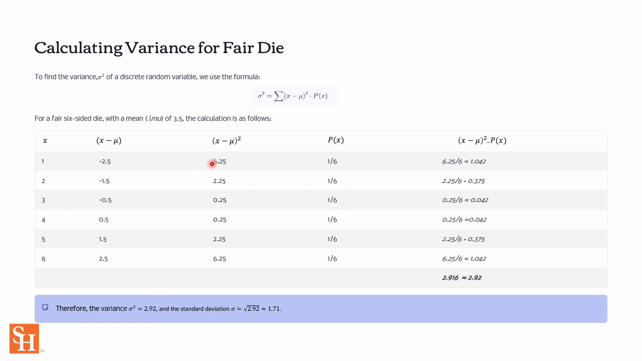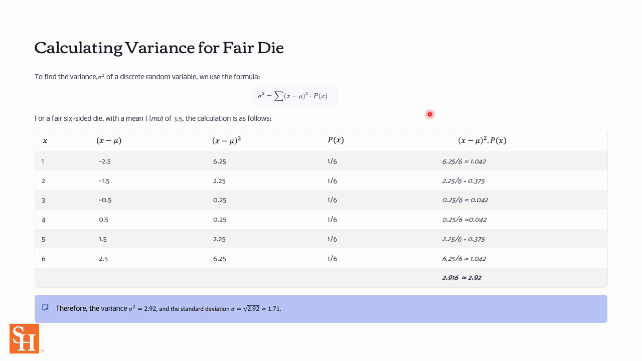Then we have to multiply these numbers with the corresponding probabilities. So that gives us those values, and finally we have to take the sum of all of these values, and that will give us the variance. So here the variance would be finally 2.92.